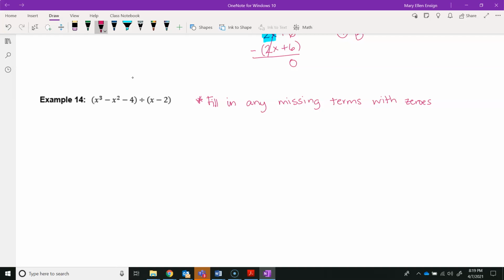Okay, so here's what I mean by that. If I look at my dividend, and this can be in the dividend or the divisor, you might have to do this. When I look at this, the exponents, I have 3, I have 2, I have nothing, no term that's x to the first power. And then 4 is like x to the 0 power, right? So I'm missing this x to the first power term. So what I need to do then is rewrite this, have x cubed, and in order to have x to the first, that's not going to change anything, I just put in a 0.